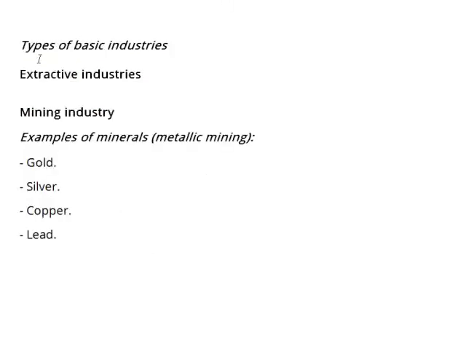Aside from this, let's look at the types of basic industries we have. We have extractive industry, which includes the mining industry, and we have the steel industry. Some of the products we get under the mining industry are gold, silver, copper, and lead. Some are metallic and some are non-metallic. These are products we get from the extractive industry, and one of the extractive industries is the mining industry.